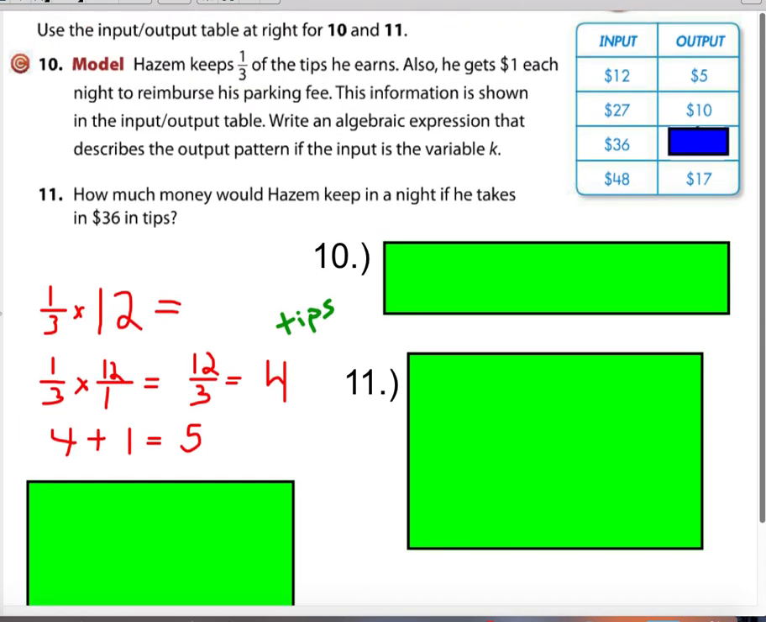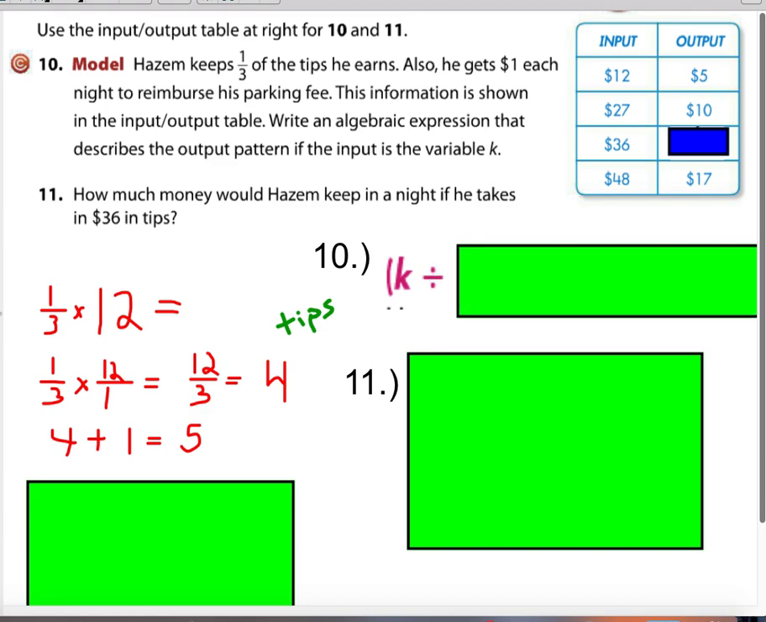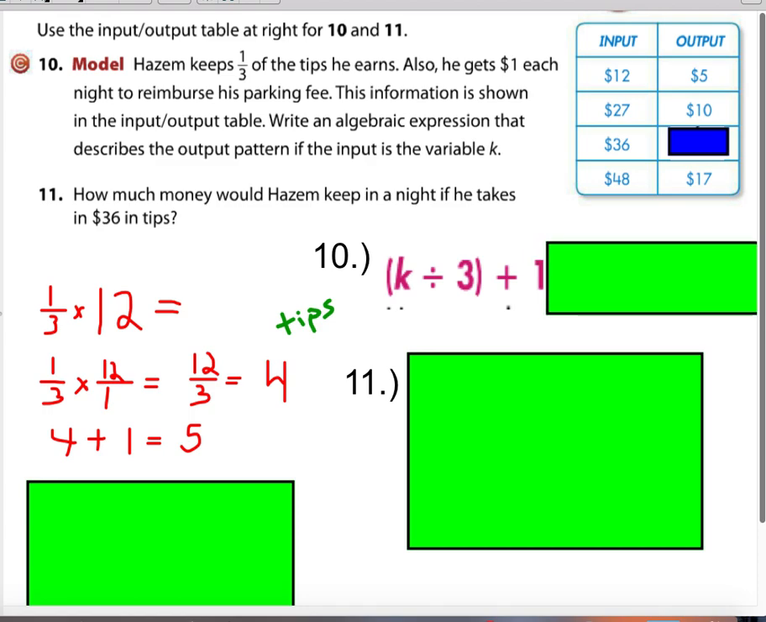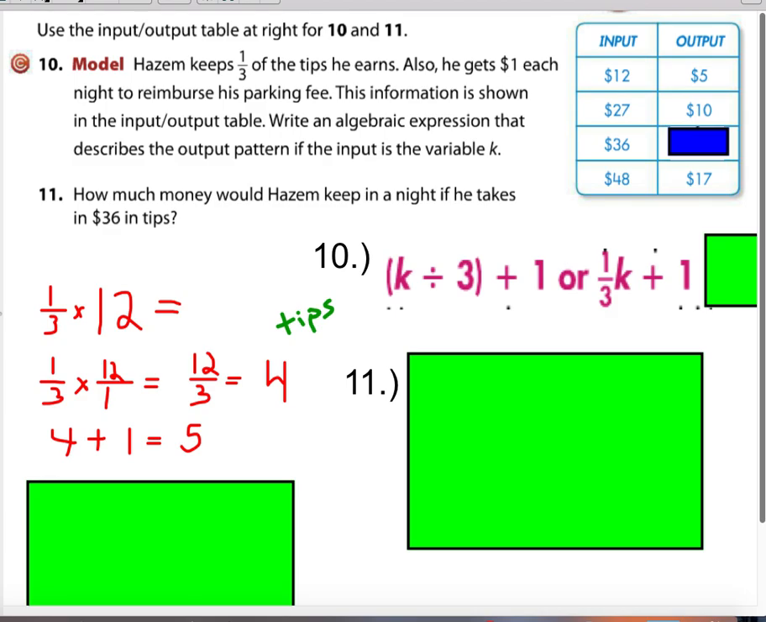So in other words, 1/3 of 12 equals $4. Add a dollar to that and you get 5. So our expression is this: k, the variable, divided by 3 plus 1 would give you this. So 12 divided by 3 is 4, plus 1 is 5. Or you can do it like we did it, and you can say that 1/3 of k is 4 plus the 1 equals 5. So in this case, 1/3 of 27, or 27 divided by 3 is 9, plus 1 is 10. So that helps us answer number 11. And if you want to pause the video and answer number 11, you can do that now.